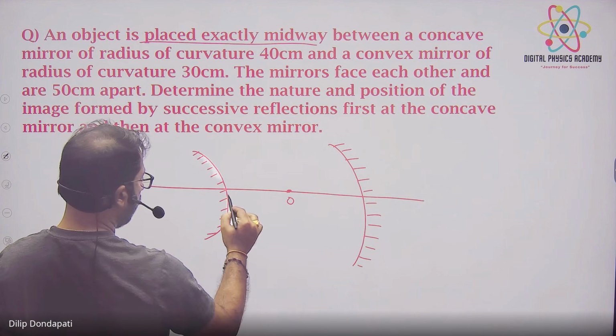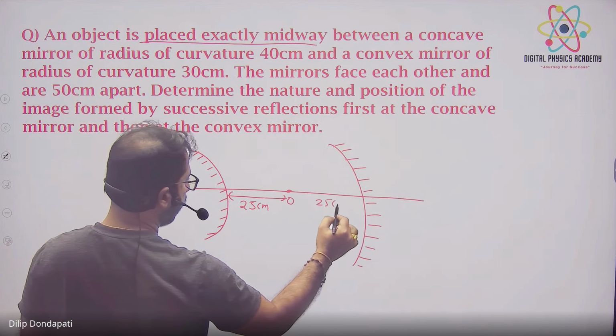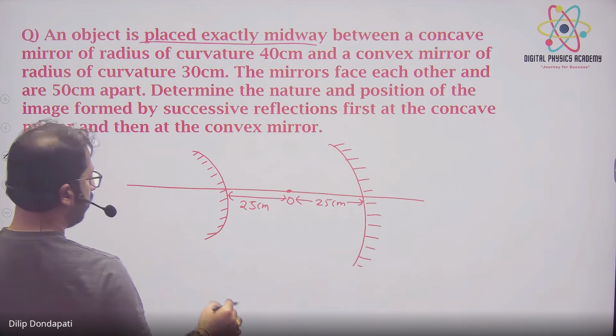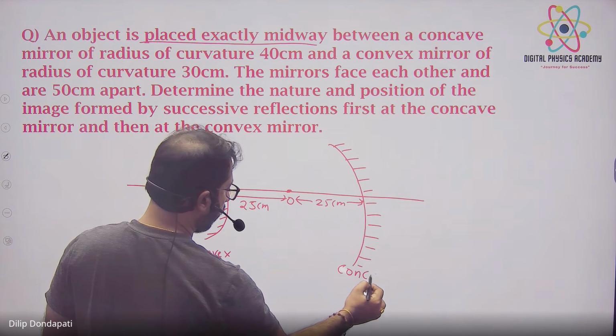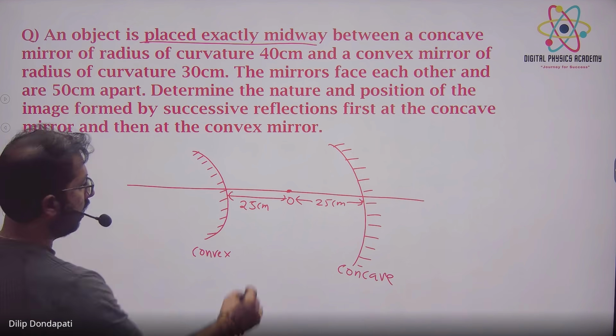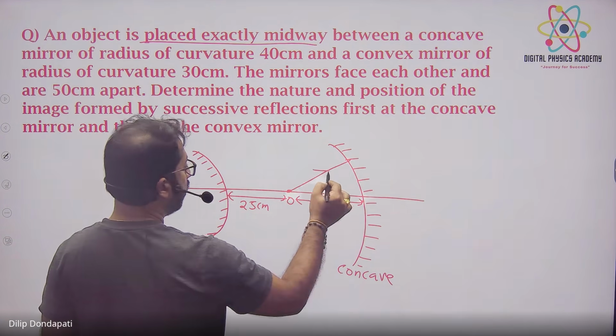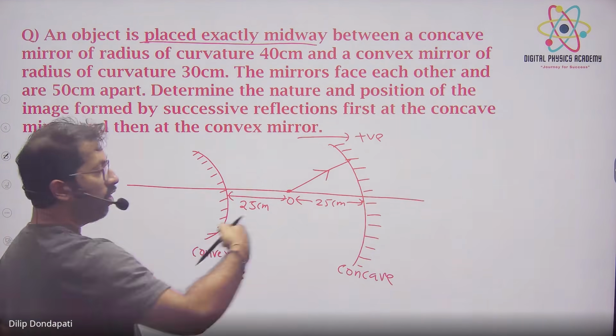So this is 25 centimeters, and this also 25 centimeters. Determine the nature, position, and image formed by successive reflection, first at the concave mirror, then from the convex mirror. So first reflection at the concave mirror. See, direction is important. The incident ray direction you take as positive, and whatever distance is measured against it, we should take as negative.